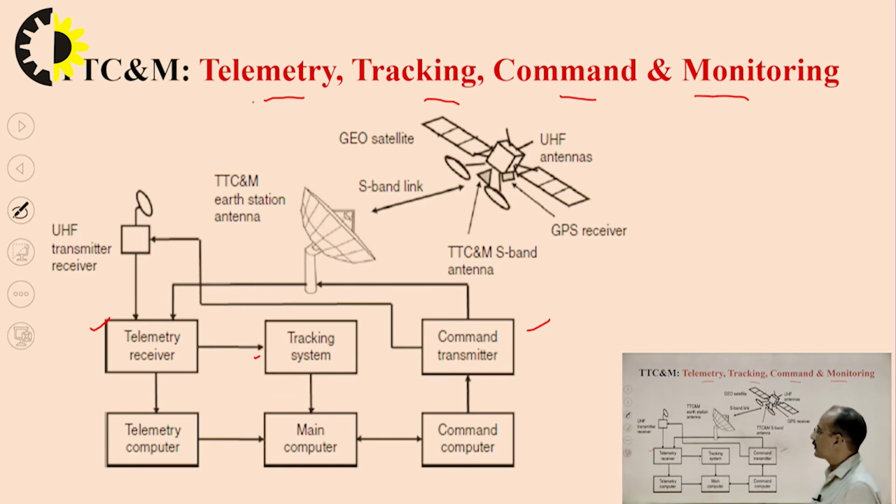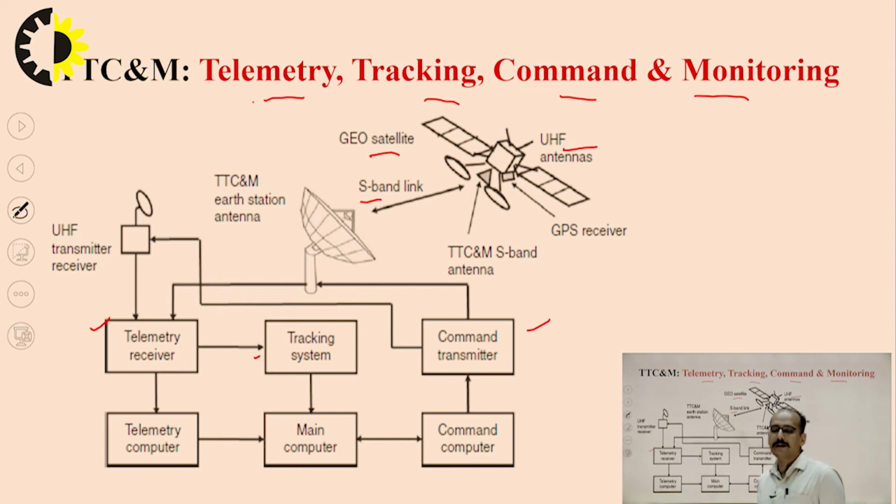How is it going to work? You can see this is the satellite, or we are taking the example of a GEO satellite. This GEO satellite has two types of antennas. One is S band and the second one is UHF antenna. Both antennas are used for the TTCM system. You can see here the data from the satellite is given to the TTCM system through S band, using this parabolic reflector antenna. That data is coming to the telemetry receiver.